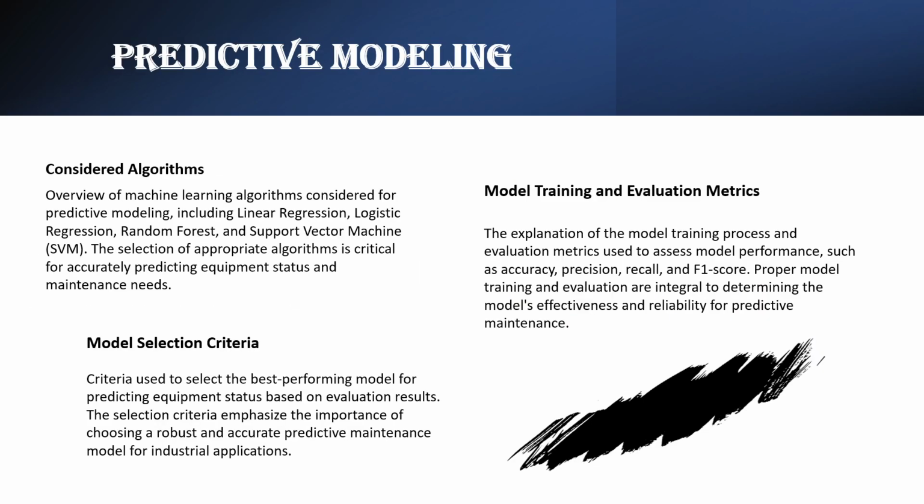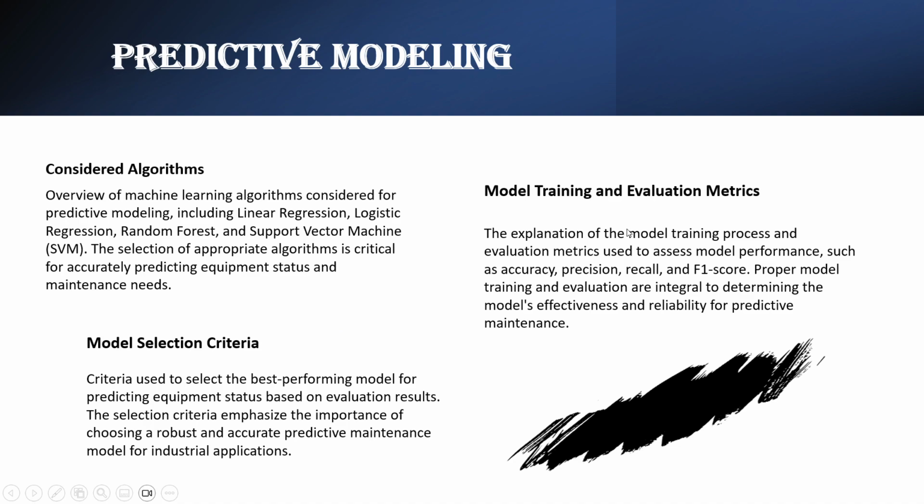The next thing is predictive modeling. Here we have an overview of the machine learning algorithms considered for predictive modeling: linear regression, logistic regression, random forest, SVM, and so on. What we do is find the best performing model to predict, because at the end of the day we need the predictive modeling. The selection criteria itself is important for choosing a robust and accurate predictive maintenance model.